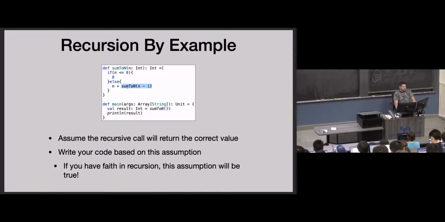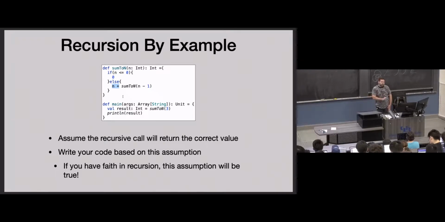If this returns the sum of all the values from 0 to n minus 1, and my task is to return the sum of all the values from 0 to n, all I've got to do is slap a plus n on that, and I'm done.